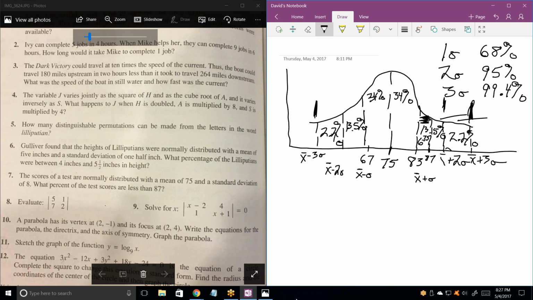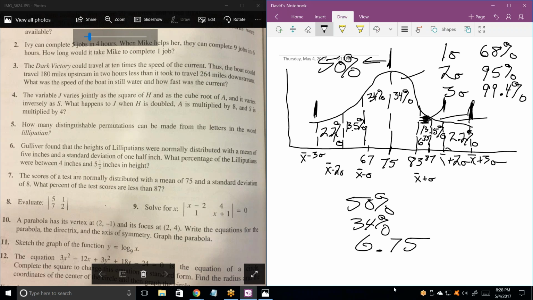I know that 50% of the data is to the left of that. Correct? Yes. So what I've got is 50% plus this area, 34%, plus that area, 6.75%. That's my answer. Okay. That is 90.75% of the data lies to the left of the number 87.